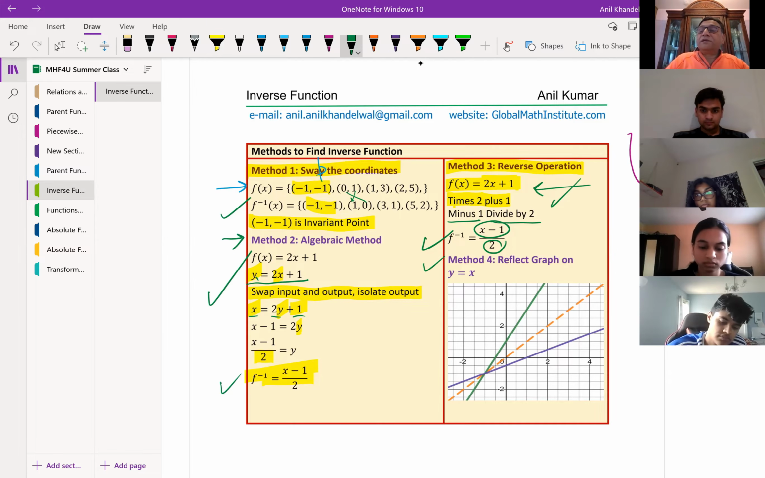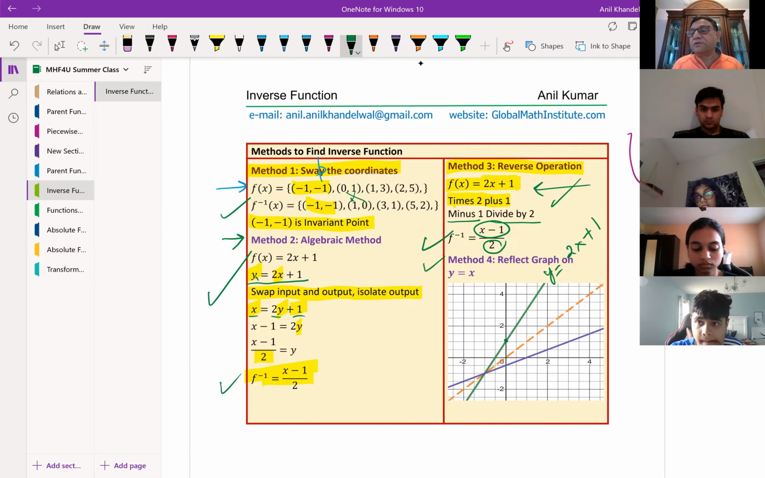Fourth method is graphical method. If I am given the graph, for example, you could always sketch a graph. So the green graph is for the function y equals 2x plus 1, right? So we know that the y-intercept is 1 and the gradient or the slope of this curve is 2. And we get this straight line.